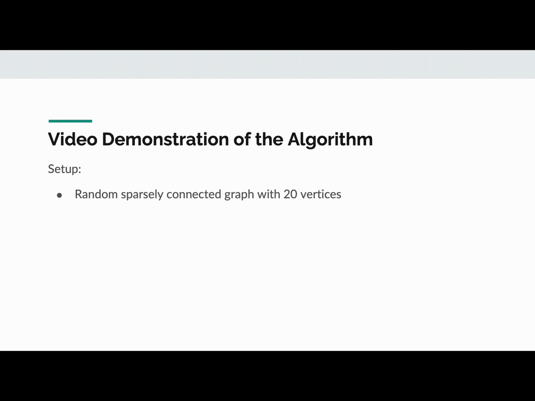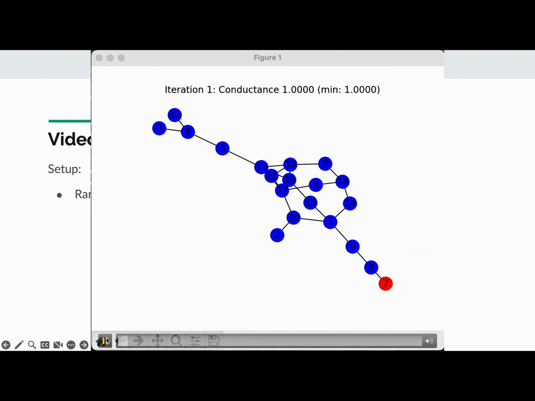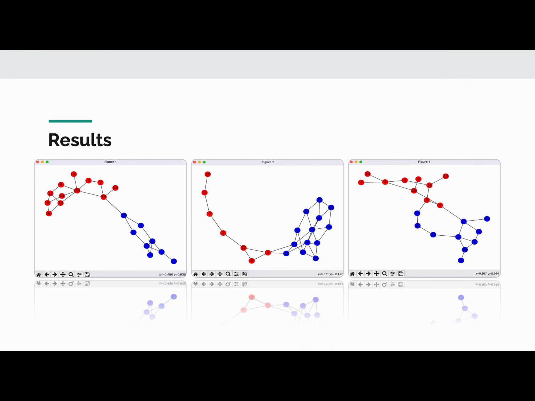We also provide a video demonstration of how this algorithm works in action. The input of the algorithm is any sparsely connected graph with 20 vertices. We can see in the video that during each iteration, the vertices that turn green correspond to the cluster Si, and the vertices that turn red correspond to the cluster that yields the minimum conductance among all previous iterations. Finally, our algorithm outputs the conductance of the clusters we found. Here are some example outputs. We can see that most of them make sense to what we would intuitively consider the clusters on the graph.